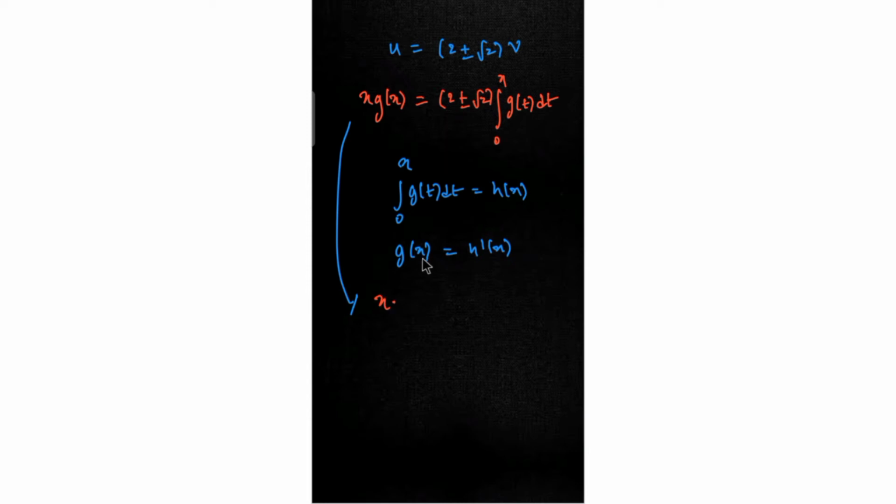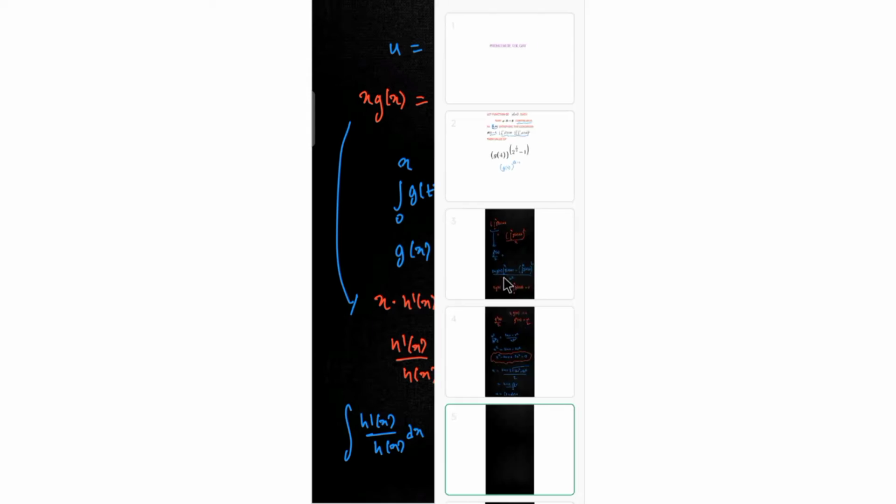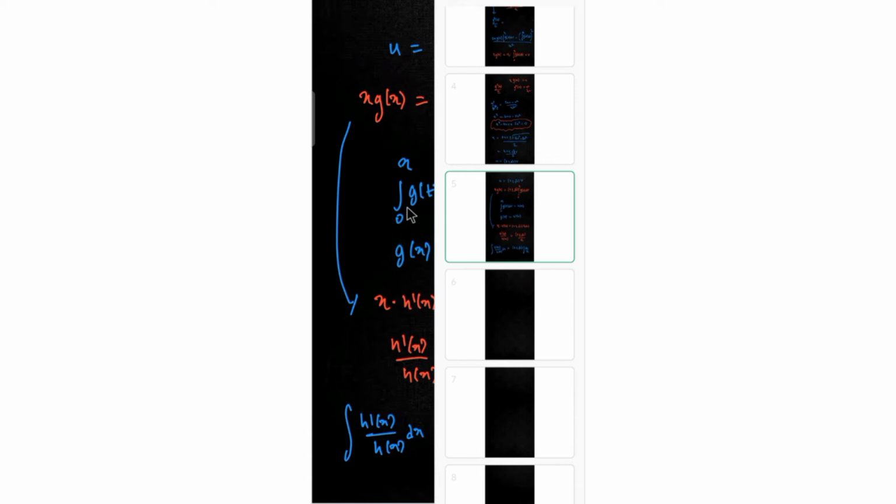So basically x into g of x is h dash of x, so h dash of x is equal to 2 plus or minus root 2 into the integral from 0 to x of g of t dt, which is basically h of x. Now I'll send these two here, like h dash of x divided by h of x is 2 plus or minus root 2 divided by x. So this is what I've got. Now I'll integrate on both sides. So I get the integral of h dash of x divided by h of x dx is equal to 2 plus or minus root 2 times the integral of dx by x. I'll just move to the next page. So basically I've got a relation between h of x and x. So we are almost done here.